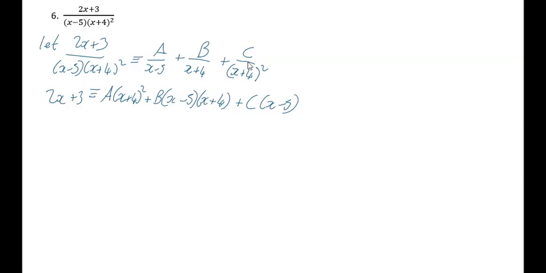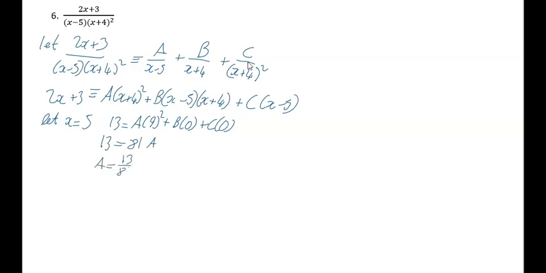So I'm going to say, first of all, let x equal 5, and on my left hand side I'm going to have 2 times 5 plus 3, which is going to be 13, and then a times 5 plus 4, which is 9, so I'll write 9 squared, plus b times 0 plus c times 0. So I'm going to have 13 is equal to 81a, so a is equal to 13 over 81. Very common for these to be ugly looking fractions. Doesn't matter. It doesn't make a button of difference.